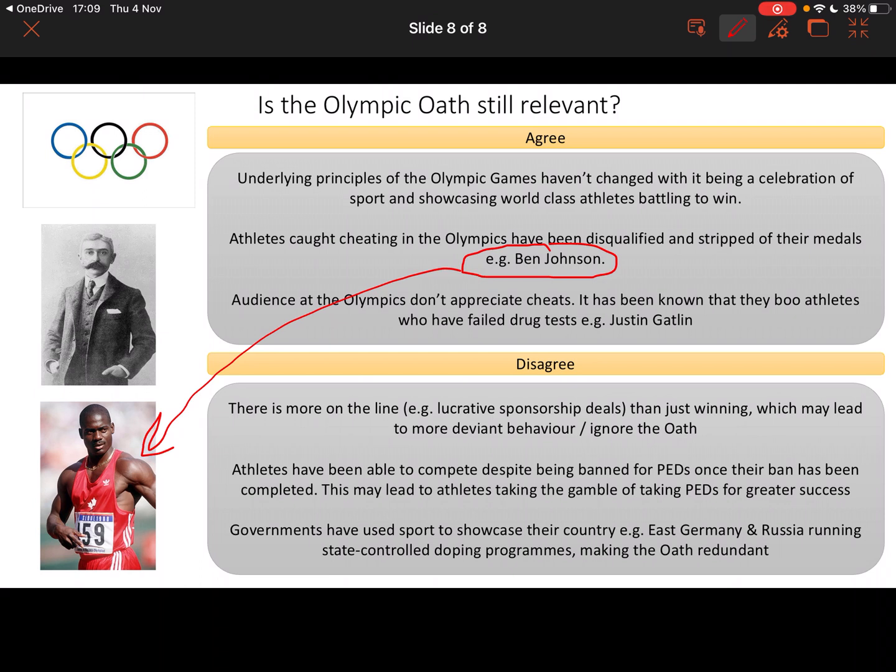And another one, if I just remove the pen mark so it doesn't get confusing, and also the audience. Justin Gatlin, an American sprinter, is a really good example here. Justin Gatlin has failed more than one drugs test in his career, and there was a very famous race between him and Usain Bolt at the World Athletics Championships.